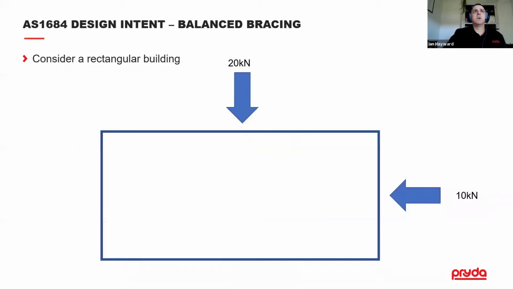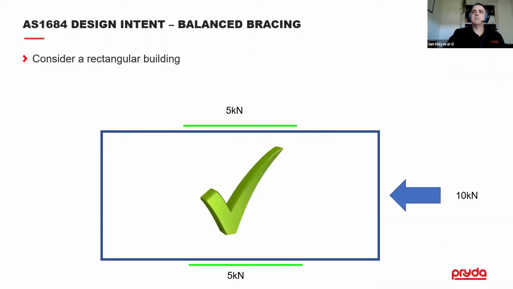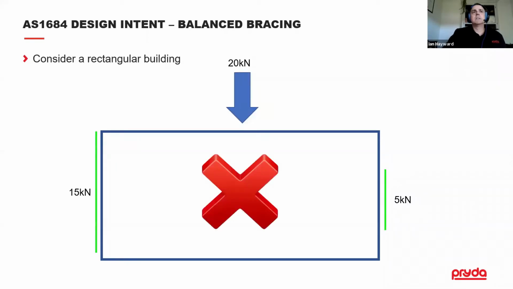One of the design intents of 1684 is balanced bracing. If we just look at a simple rectangular building with 20 kilonewtons coming in this direction and 10 in this direction, you have to provide bracing that's balanced. What that means is, if we look at this 10 kilonewton load coming in this direction, you're going to have 5 on this side of the building and 5 on that, then you get the green tick, the bracing's balanced. If we look at the other direction, we've got 20 kilonewtons, with 15 on this side and 5 on this side. So we've achieved the total design bracing, however it's unbalanced because you've got it all stacked on one side of the building.